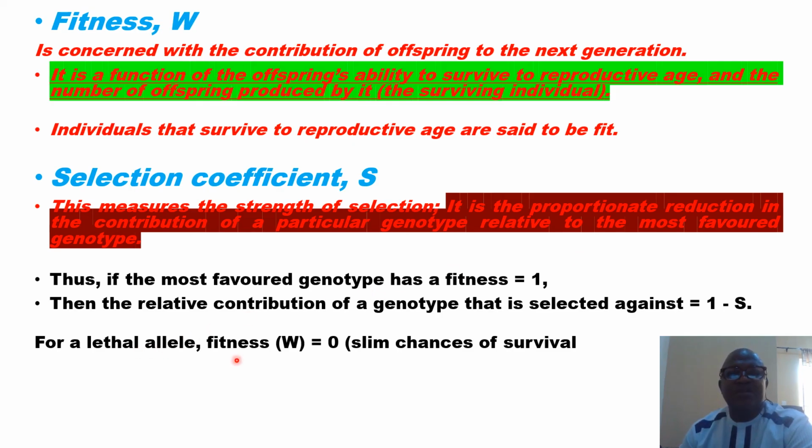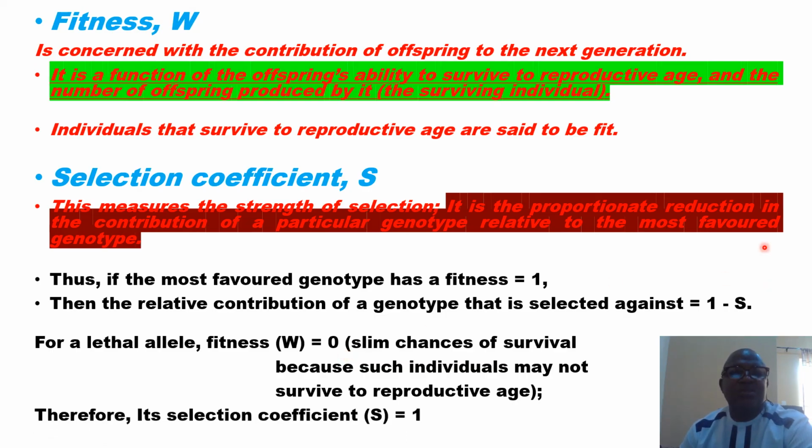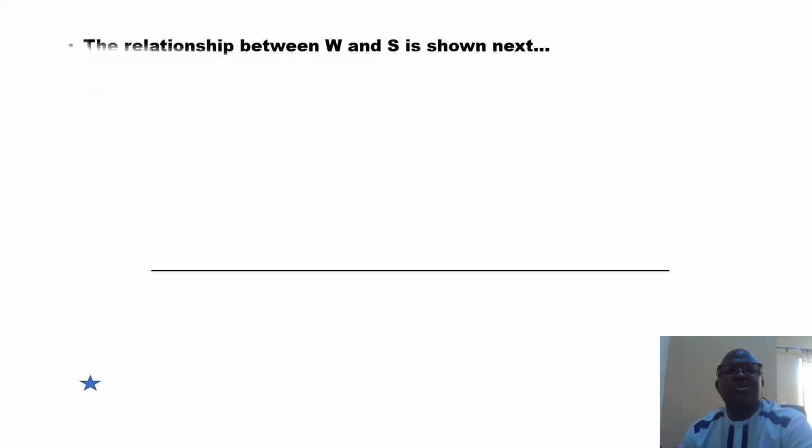For a lethal allele, the fitness is 0. And why is that? Because they have very slim chances of survival. These kind of individuals will not survive to reproductive age. So fitness is 0. So the selection coefficient then becomes 1. Therefore, its selection coefficient is 1, that is 1 minus 0. So we want to show the relationship between fitness and selection coefficient using this example.